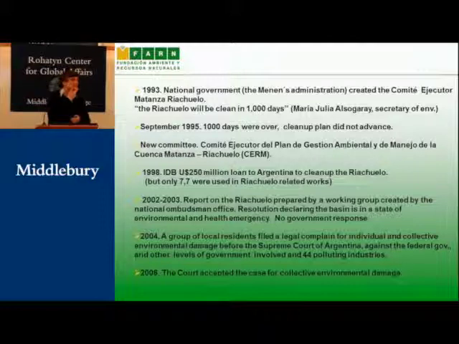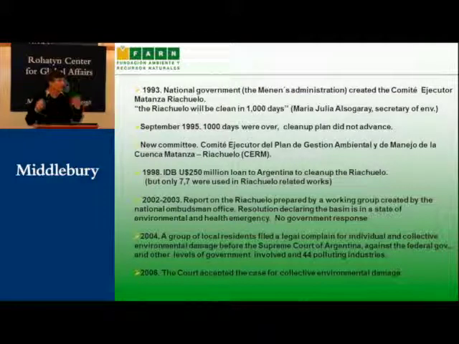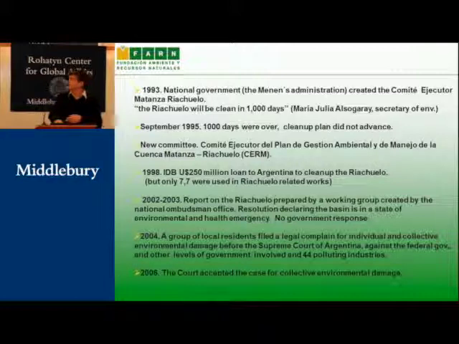The Secretary of Environment at that time, Maria Julia Alzogaray, made a famous statement. She promised that the Riachuelo will be clean in 1,000 days. So September 1995, the 1,000 days were over. The water was the same, the cleanup plan did not advance.